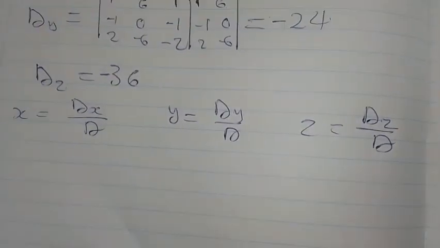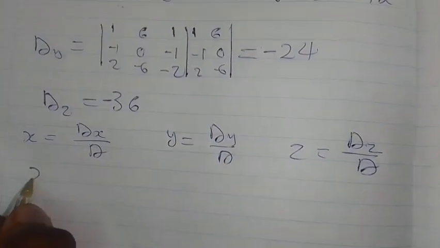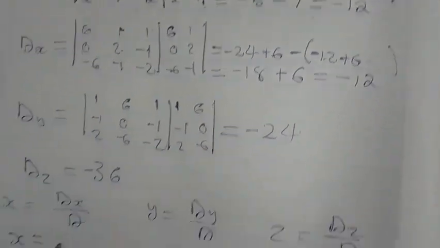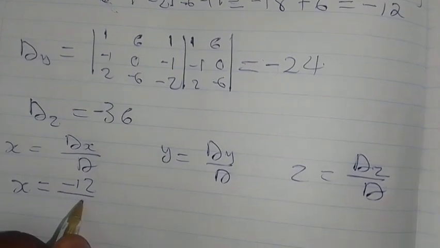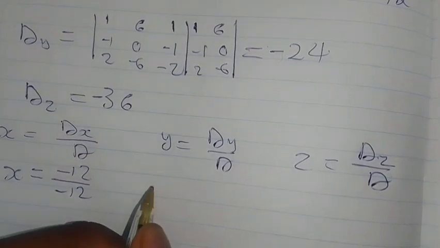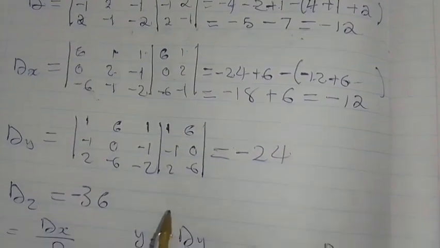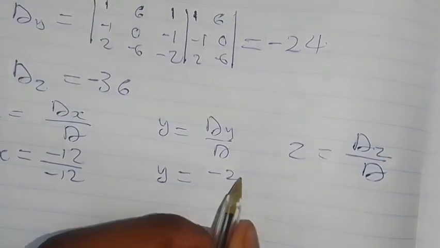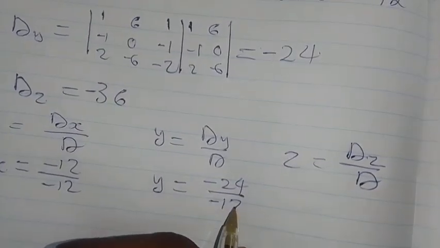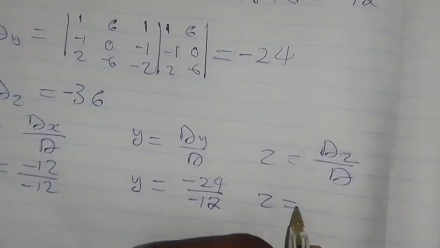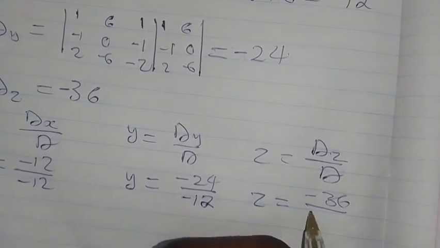Then from here, it's just a matter of plugging everything in. So x equals, what did we find dx? It's minus 12. And then d, we solved d to get minus 12 as well. And y, dy, we got minus 24 there, which I said you should work out and see if you get the same. And then z, you get dz as minus 36, and d, it's minus 12.